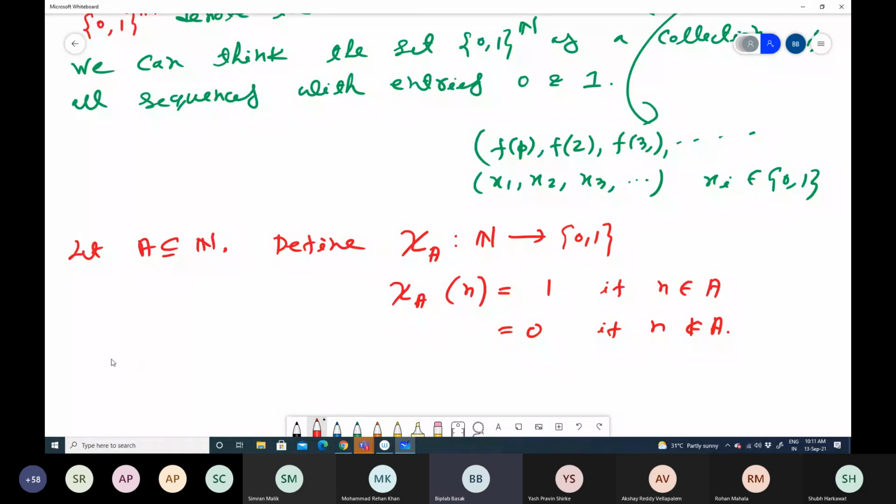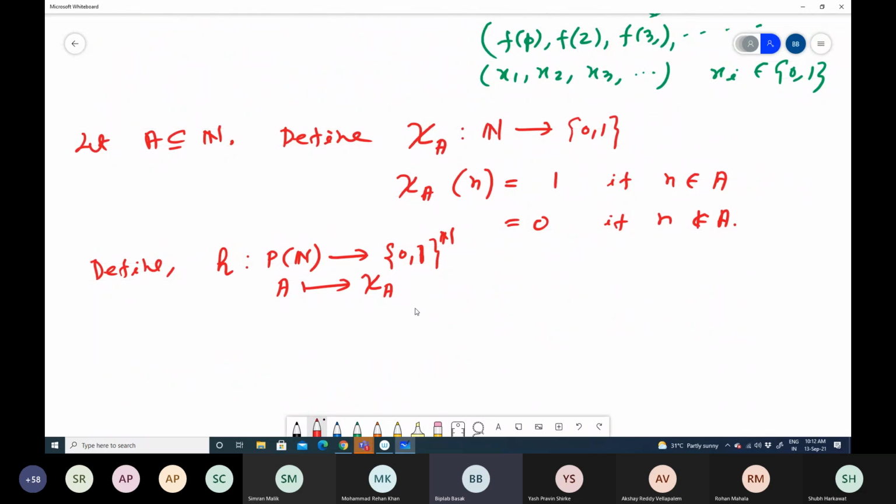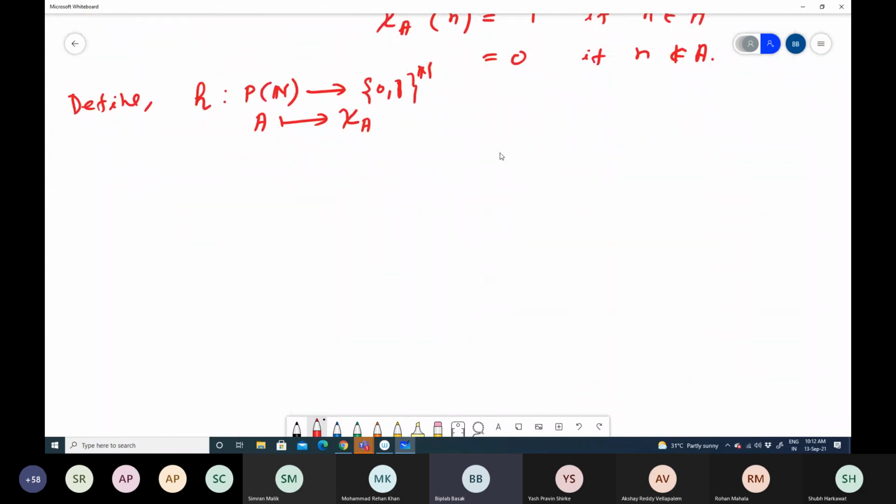Okay. Now just define H from the power set of n to this, by A goes to chi_A. Now you can see that this is bijective. It is also trivial to prove that this is a bijective map. Why?